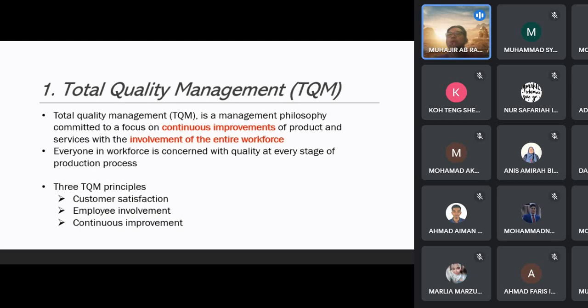So when we talk about TQM, they have these three principles: customer satisfaction, so you focus on the customer; employee involvement, so all the employees are involved; and continuous improvement. Continuous improvement is you want to make sure that the product and quality keep improving. It's not static. For example, in our Unimap, we have this CQI, continuous quality improvement.